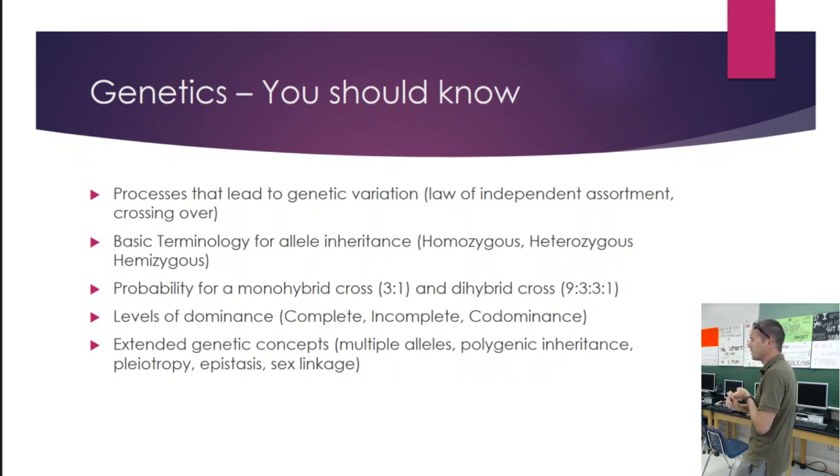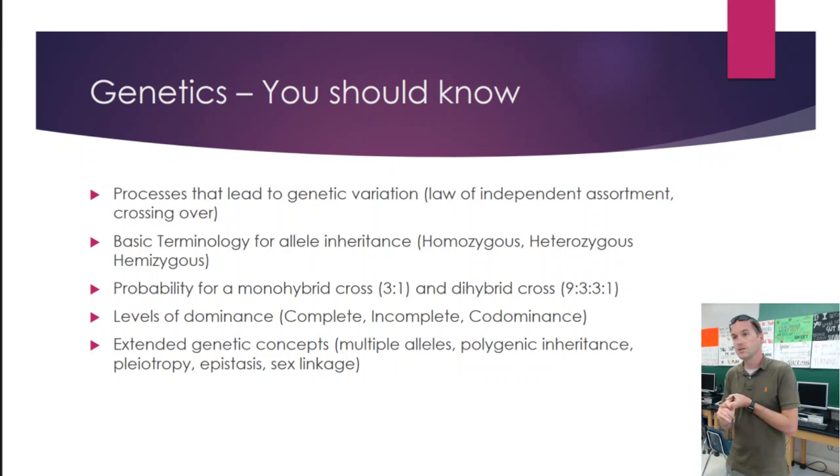You should know the probabilities for monohybrid cross. That's going to be 3 to 1 for the dominant to recessive phenotypes. And in a dihybrid cross, it's going to be the 9-3-3-1, where 9 means that they would show dominant for both traits. 3 would show dominant for one and recessive for the other. 3 would show dominant for the other one and recessive for the one. And then one of them would be recessive for both.